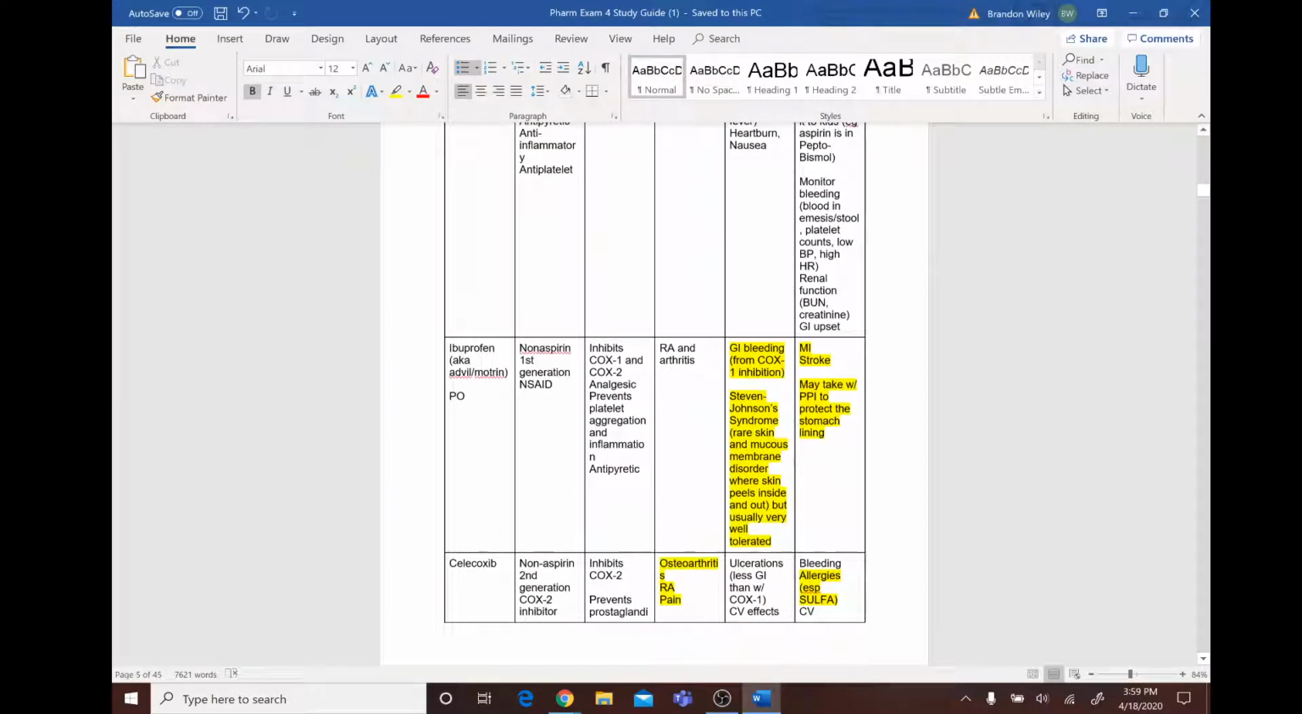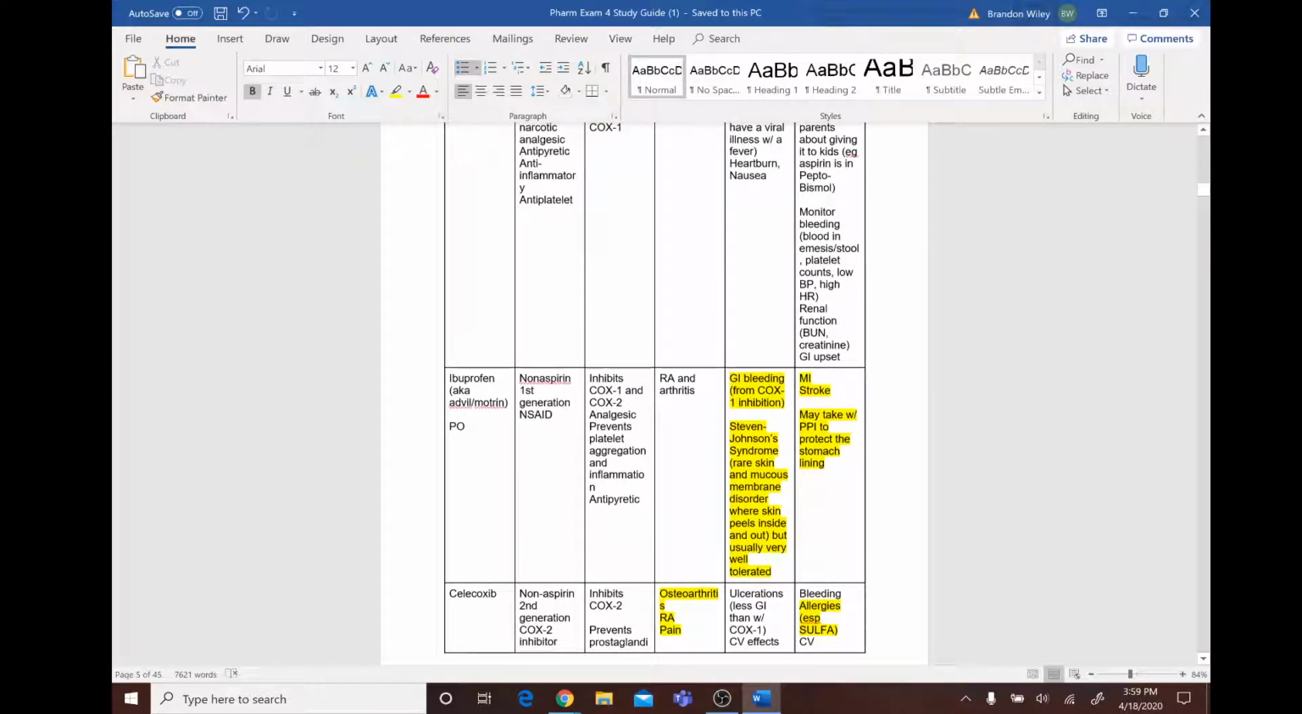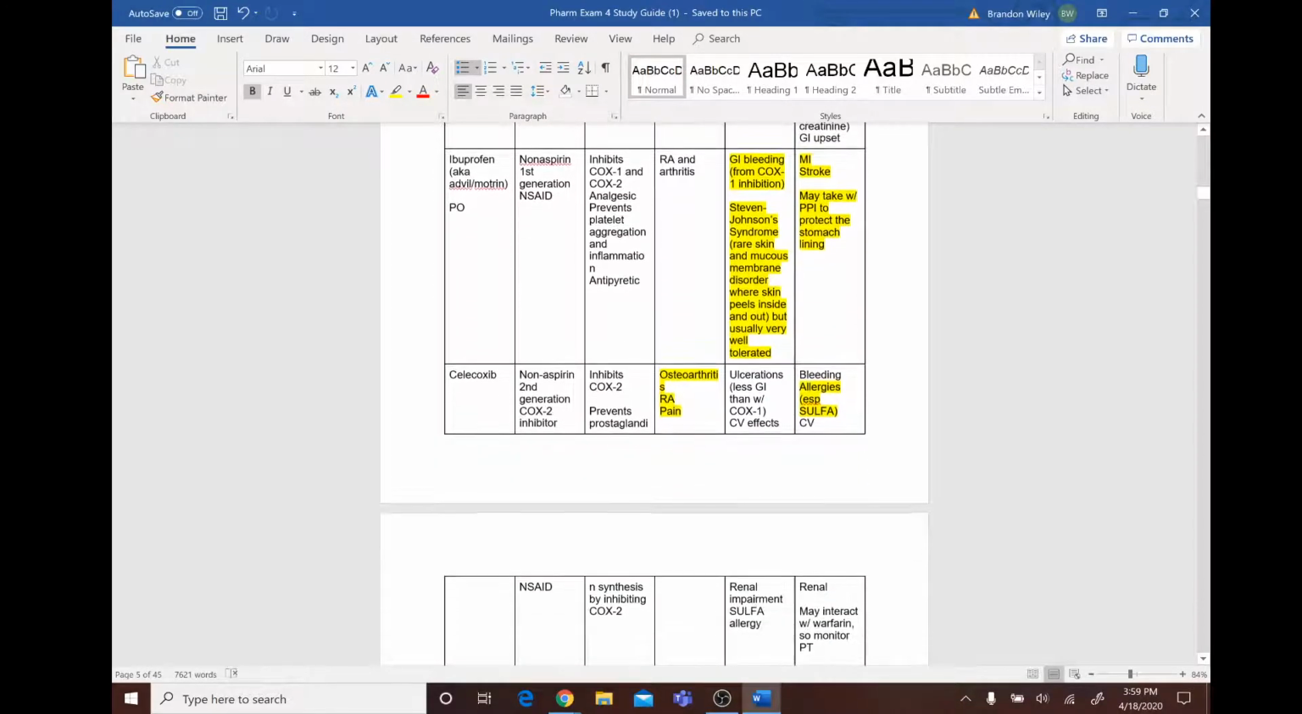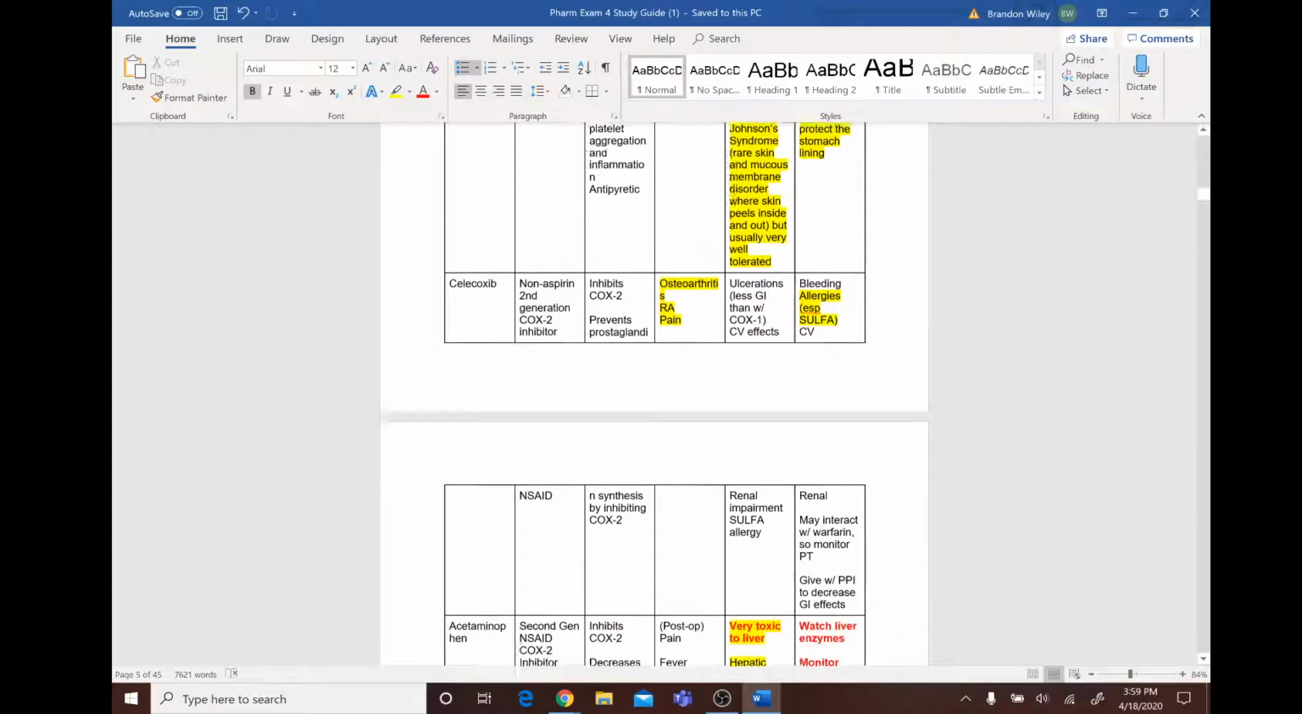Alright, what are the side effects of ibuprofen? Like GI bleeding or Stevens-Johnson syndrome. What are the nursing considerations of ibuprofen? MI or stroke. What would you take with ibuprofen? PPI. What is celecoxib used for? Osteoarthritis, RA, or pain. And what allergy are you concerned with celecoxib?